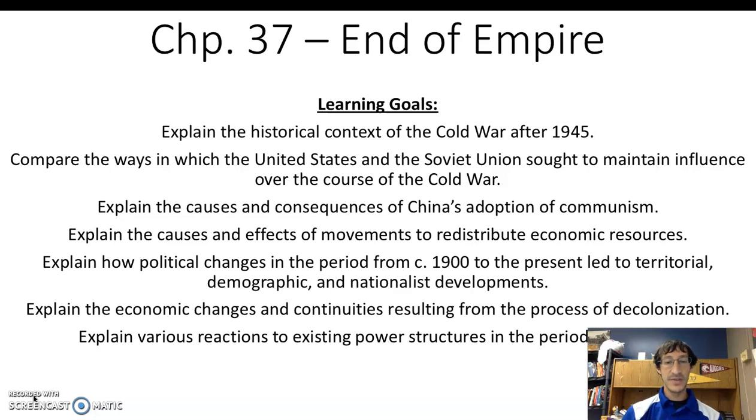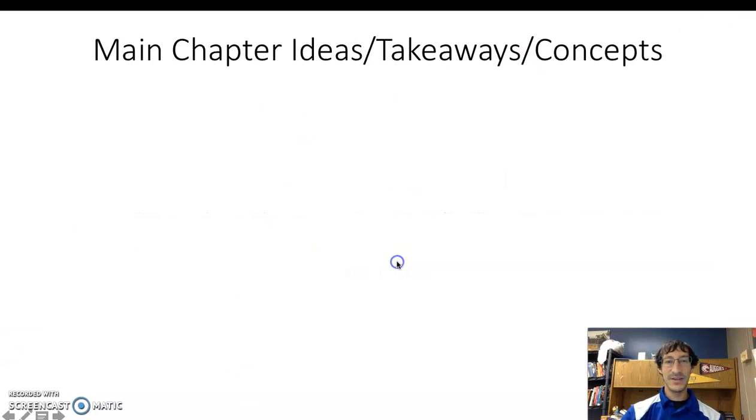Explaining how political changes, and this can continue on from 1900 to the present, led to territorial, demographic, and nationalistic developments. Explaining the economic changes and continuities resulting from the process of decolonization, and then explaining the reactions to existing power structures in the period after 1900. So again, a lot of this tying into the Cold War and the ideas of decolonization.